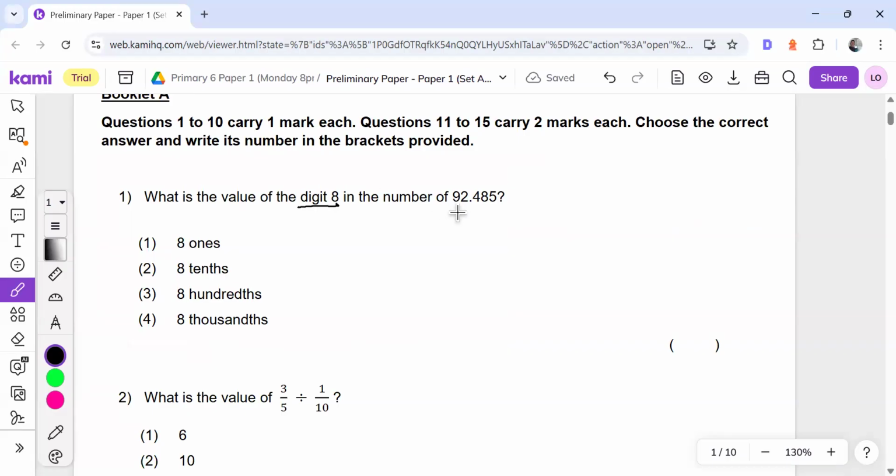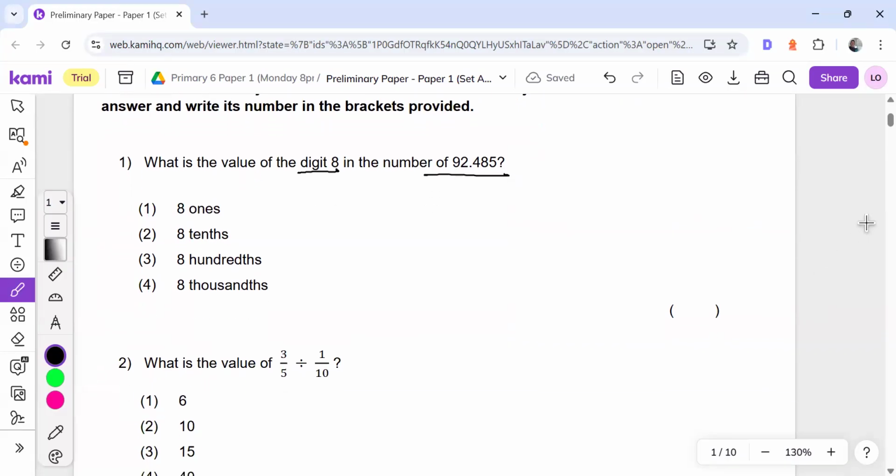Okay, what is the value of the digit 8 in 92.485? So you will need to know the place value. All right, now we're going to revise the place value again.